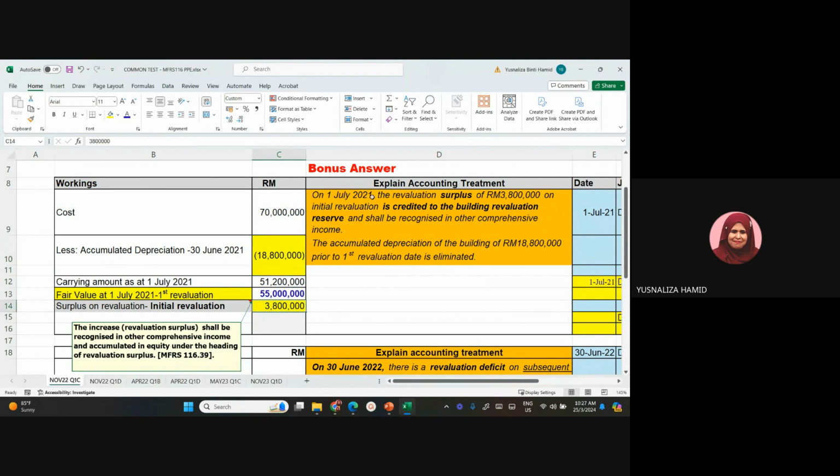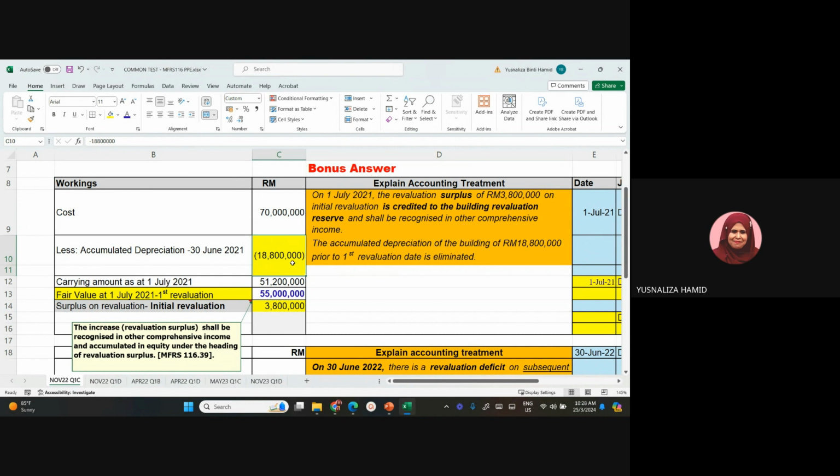So the number one, the revaluation surplus of how much? 3.8 million on initial revaluation is credited, because just now we credited it to the building revaluation reserve, and that shall be recognized in other comprehensive income. What this means is that in the SOPL, under other comprehensive income, you should include the revaluation surplus, somewhere after profit after tax. And then the second accounting treatment or explanation is what to do with the accumulated depreciation. Just now you debited the accumulated depreciation. So here also you will say the same: the accumulated depreciation of the building, mention the amount, 18.8 million prior to the first revaluation, is being eliminated.